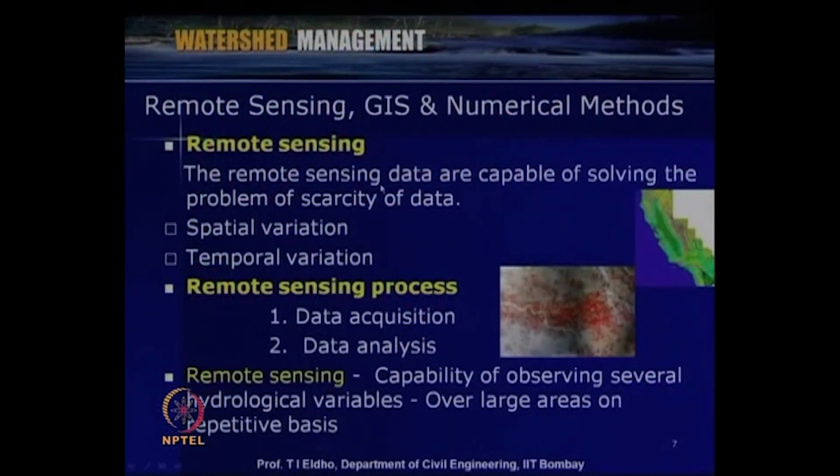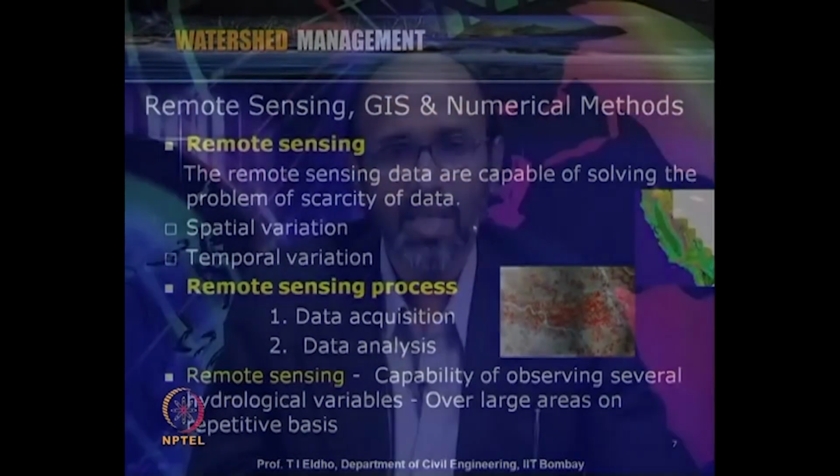Now we are discussing the integrated approach of numerical methods, GIS and remote sensing. As we discussed in another previous lecture, remote sensing is one of the important tools used in hydrologic modeling. Remote sensing data are capable of solving the problem of scarcity of data. Since we need a huge amount of data, we can get this data from remote sensing. For example, this is a remote sensing picture which shows the various land use, land cover, the channel location, like that. The importance of remote sensing we have already discussed in one of the earlier lectures.